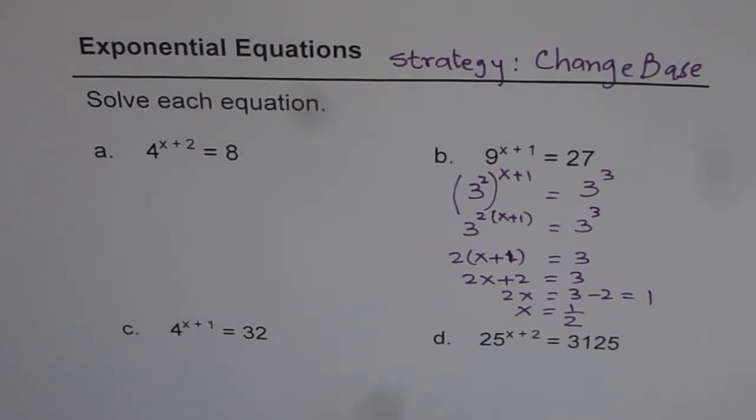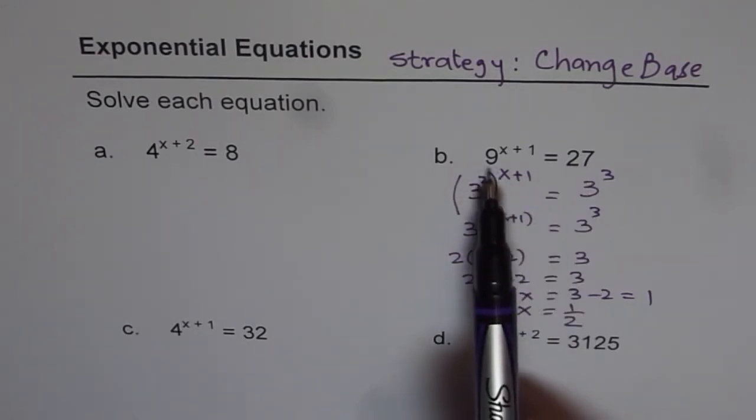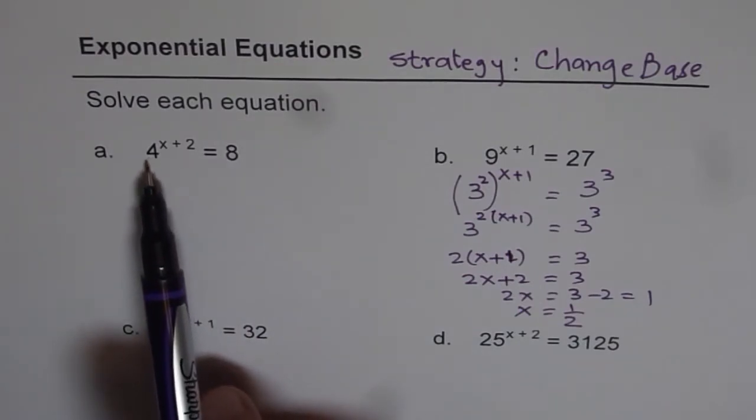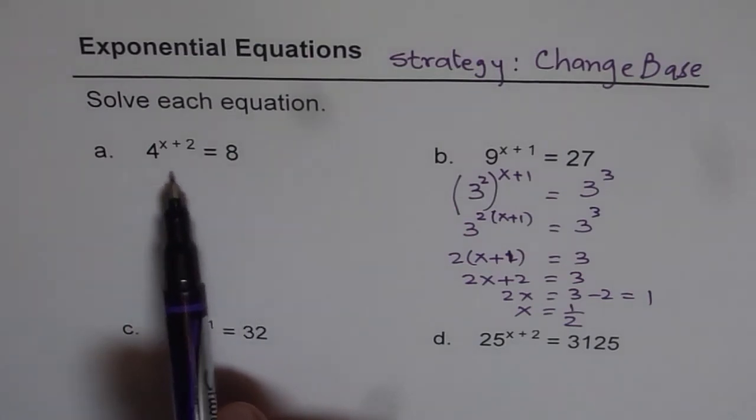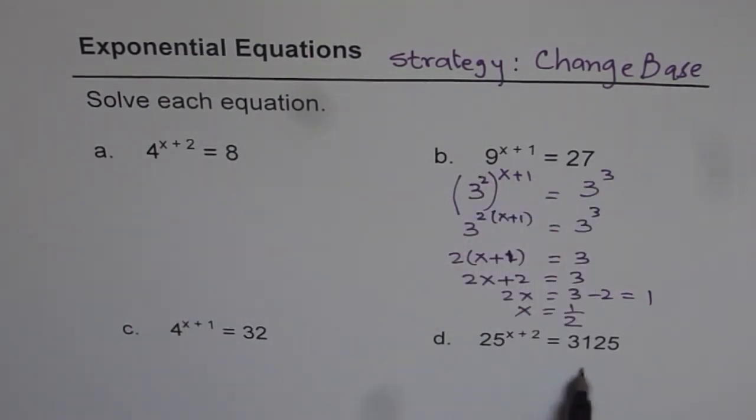Remember, if it is not possible or if it is difficult to change the base to a common thing, we can always change both the bases. That is the whole idea, right? So as in this case, we change the base from 4 to 2, 8 to 2. So change the base to 2. Here, bases were changed to 3. In this case, they will be changed to 5 to figure out the answer.